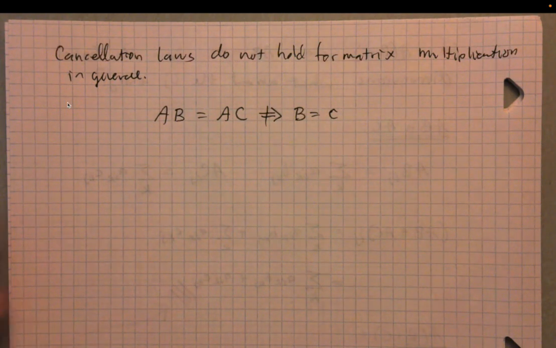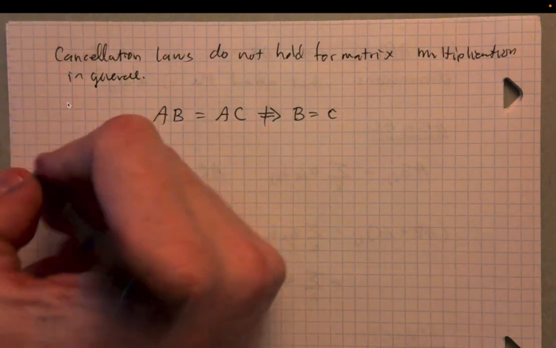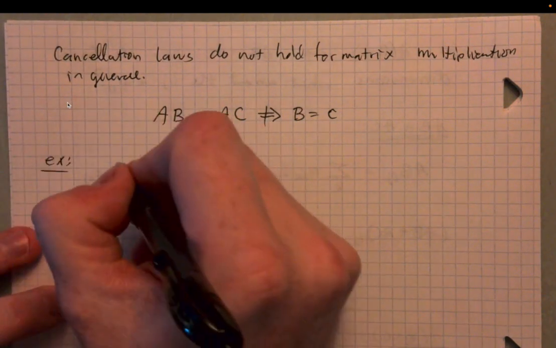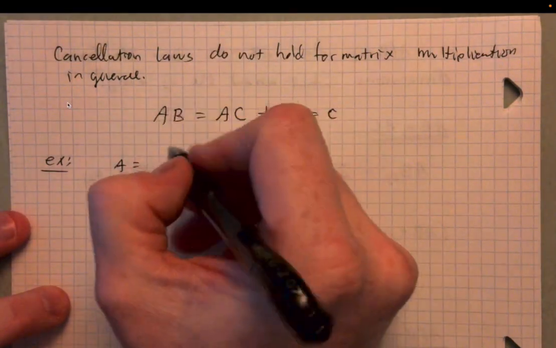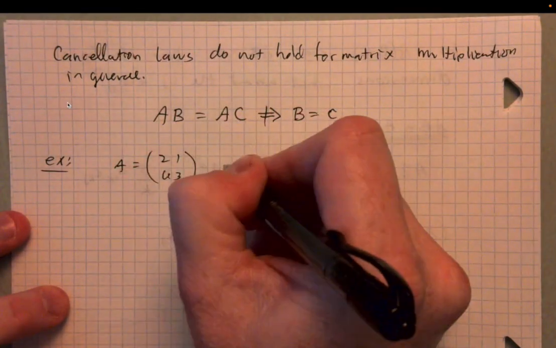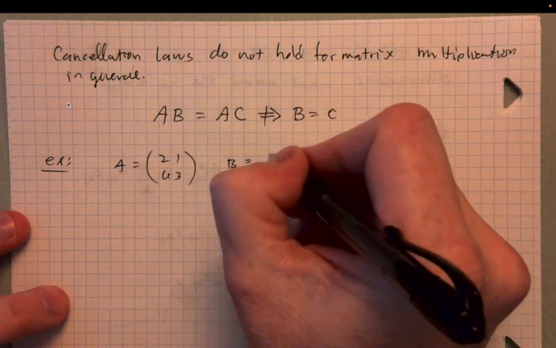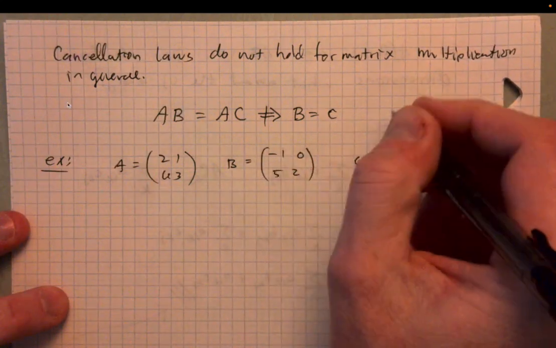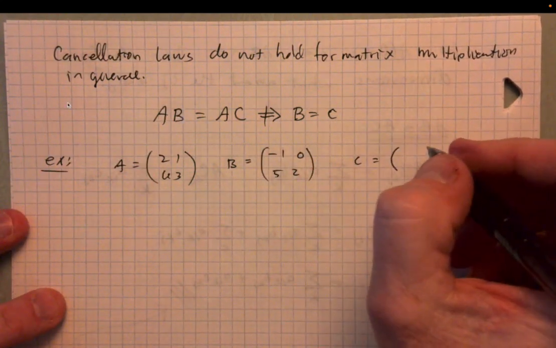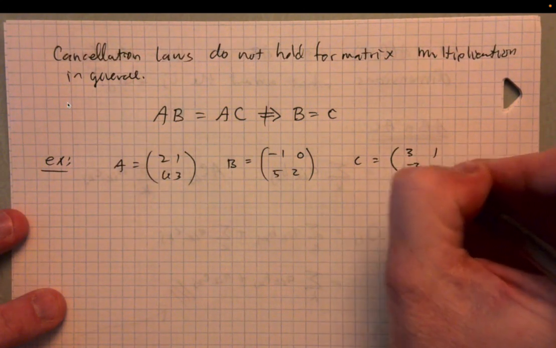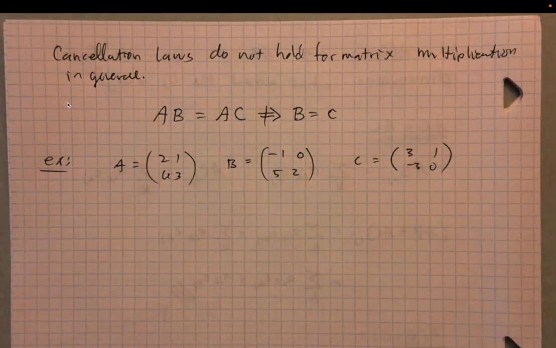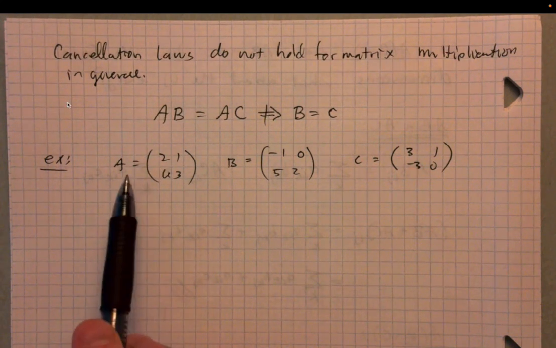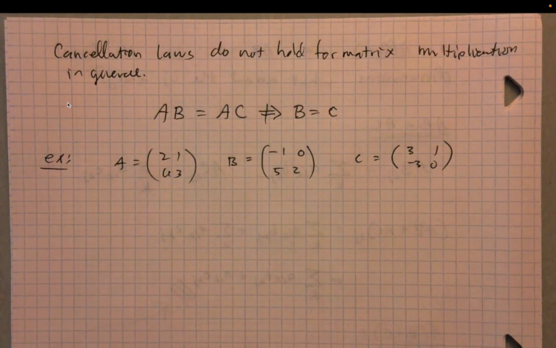Okay, so let's see an example here. We'll just do some smaller matrices. A is 2, 1, 6, 3. B will be -1, 0, 5, 2. And C we'll say is 3, 1, -3, 0. Okay, and so we just need to calculate AB and calculate AC. We can clearly see that B and C are not equal, but we can multiply A and B together and A and C together, and we'll see that they are equal.